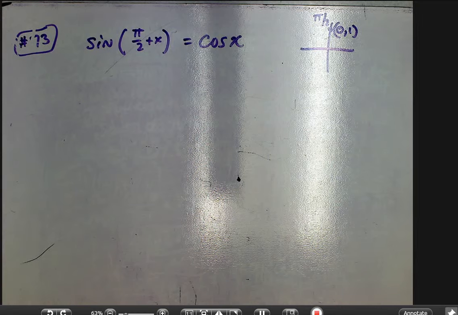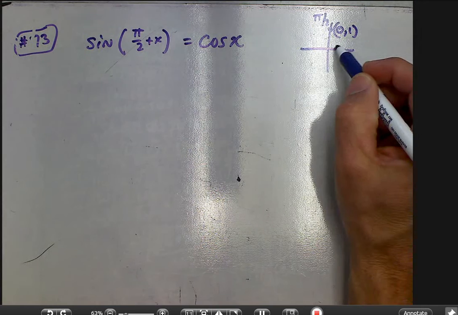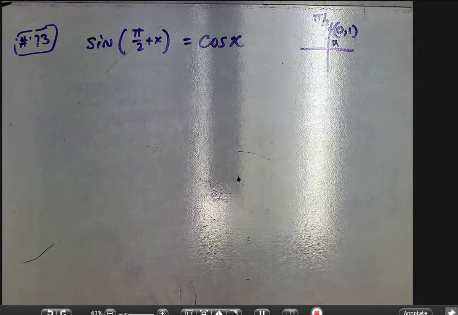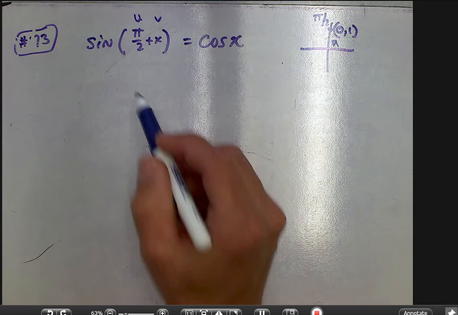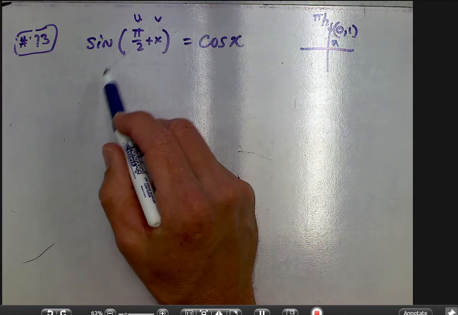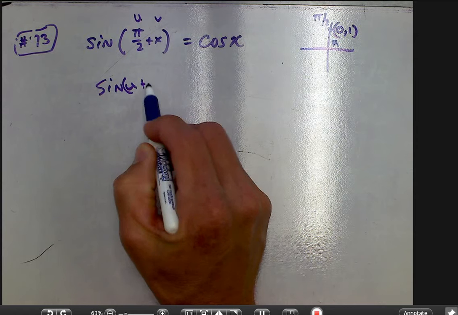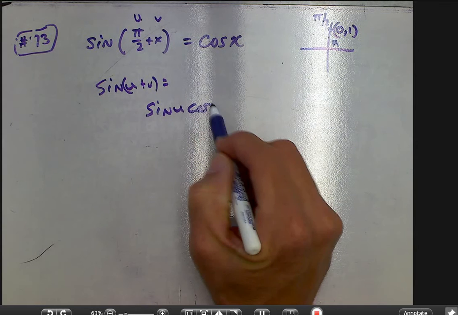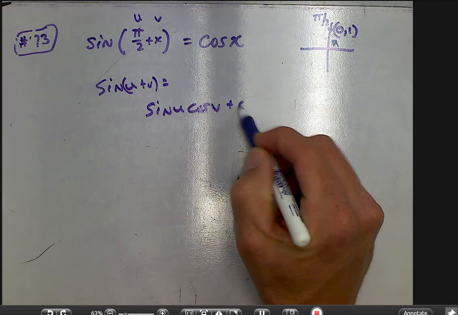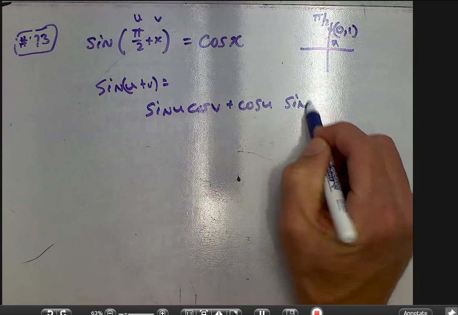Sine of pi over 2 plus x equals cosine of x. I've already given you the angle pi over 2 with the ordered pair (0, 1). Press pause so you can figure out how to prove this. Okay, now that we're back, I would call this one u, this one v. So the sine of u plus v is equal to sine u cosine v plus cosine u sine v.